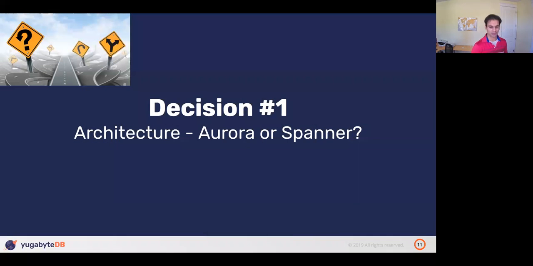So the first question we asked ourselves was this: there's Aurora, there's Spanner. They represent the most advanced databases in their own right in the cloud. Which one do we build, right? Do we build Aurora? Do we build Spanner? Of course, we gave away the answer at the beginning. It's a little bit of both, but nevertheless, right?